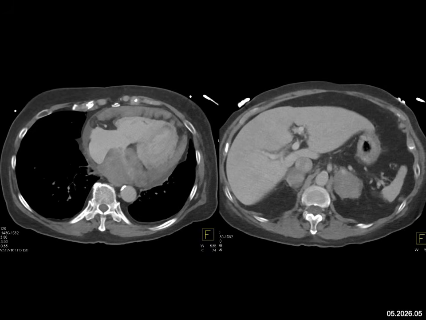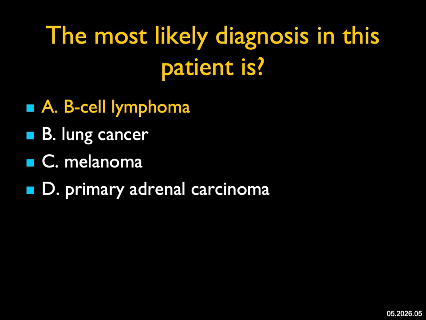The most likely and the correct diagnosis in this case, this was B-cell lymphoma involving the pericardium, infiltrating by the cardiac chambers posteriorly, and also with bilateral adrenal masses. A really nice case.